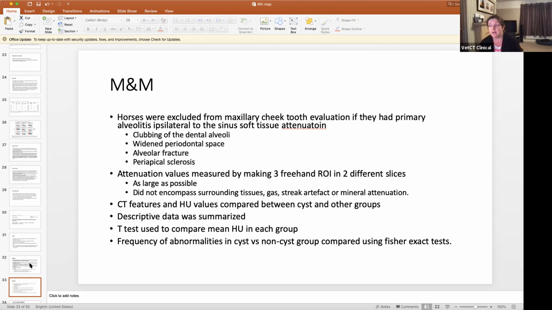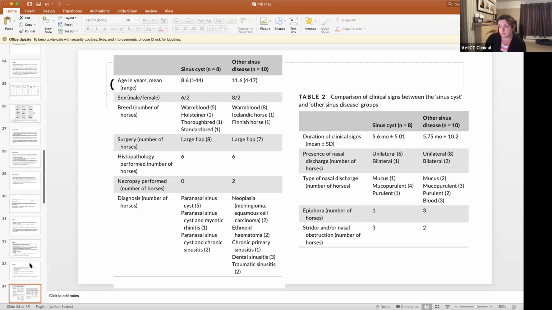So they did 3 freehand regions of interest in 3 different sizes, and that were as large as possible within the lesion that didn't encompass surrounding gas, streak, mineral, attenuating regions. So they compared the CT features and Hounsfield units values between the cyst and the other groups, summarized the descriptive data so that the results are quite wordy and long. They used a t-test to compare the mean Hounsfield units, and then they looked at the frequency of abnormalities and compared those between the cyst and the non-cyst groups.